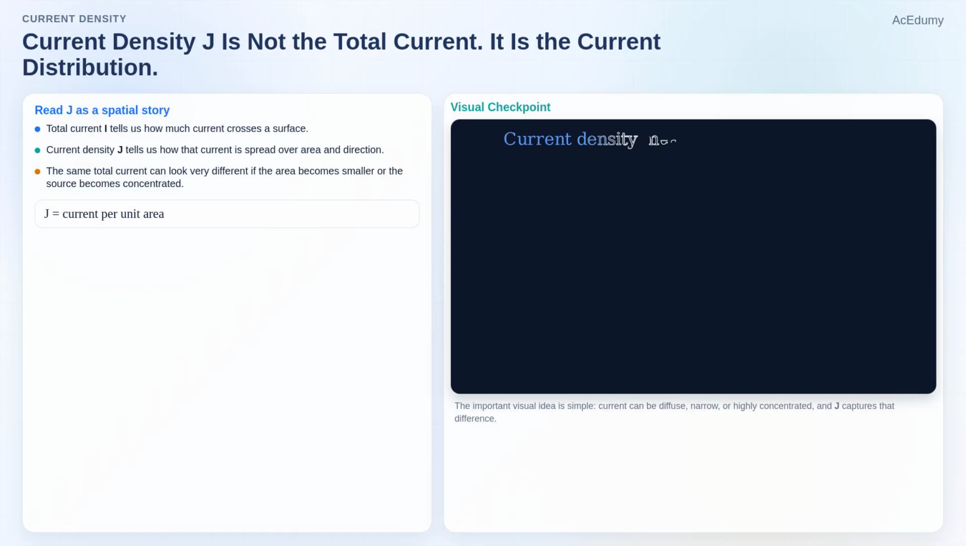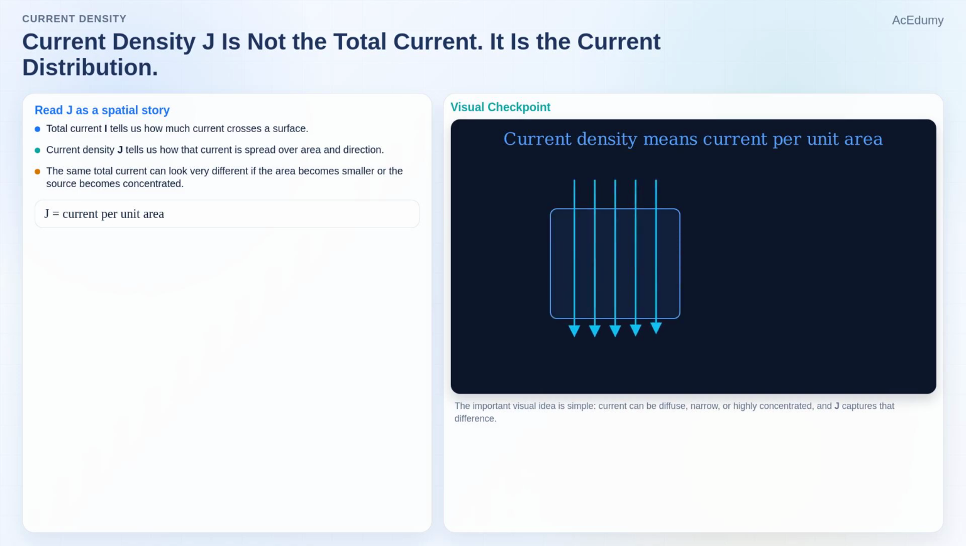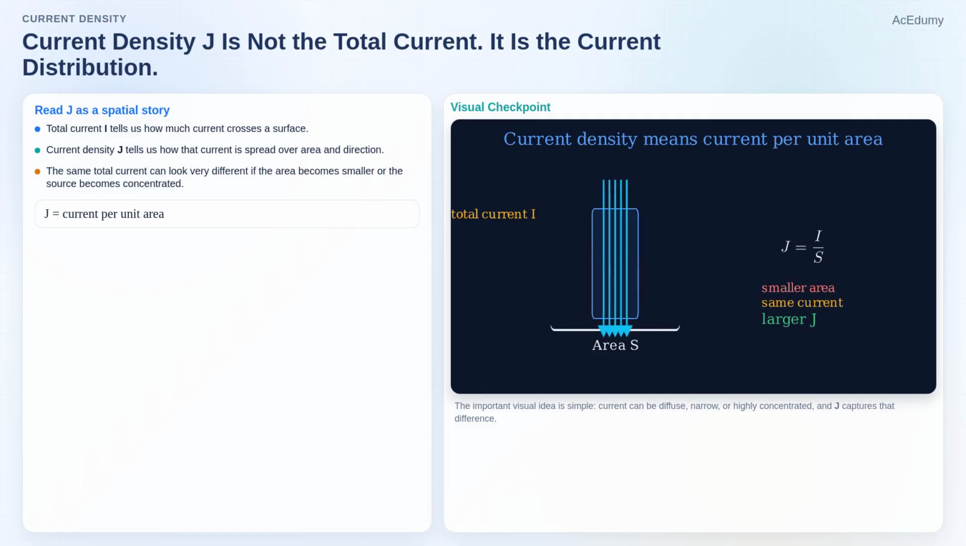Current density is not the same thing as total current. Total current tells us how much current crosses a surface. Current density tells us how that current is distributed over area and direction. This is the first important shift. We are no longer satisfied with saying current exists. We now want to say where it exists, how concentrated it is, and which way it points.